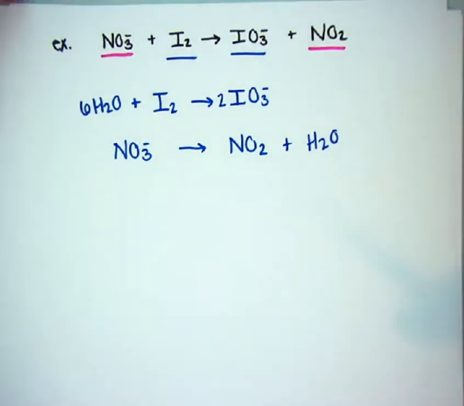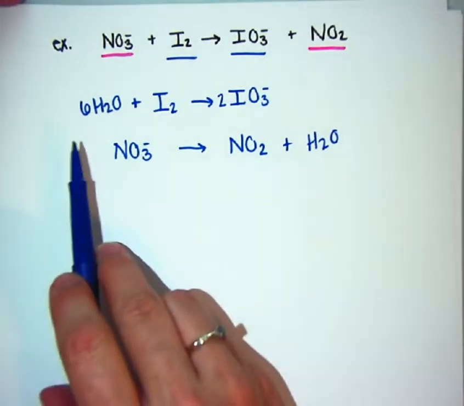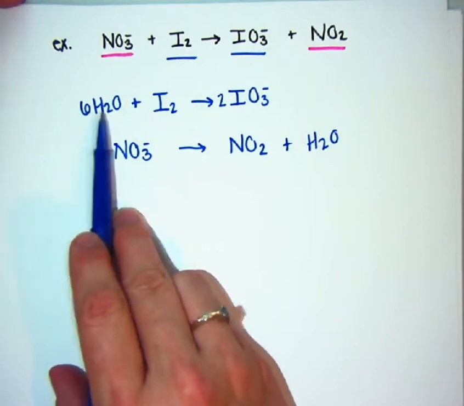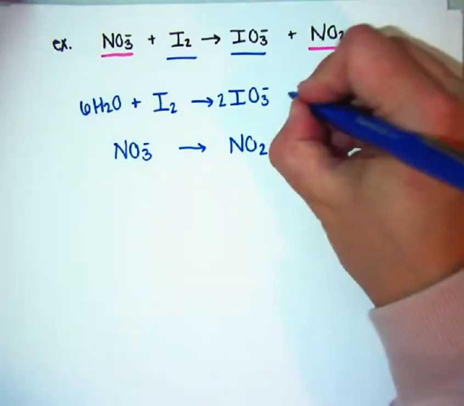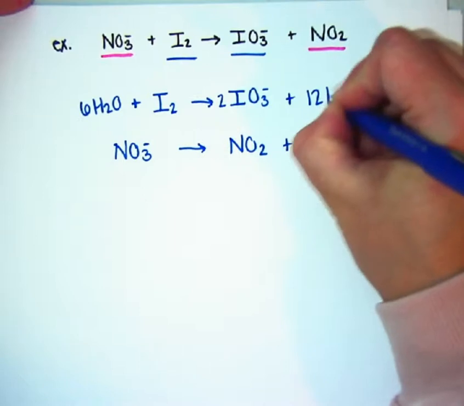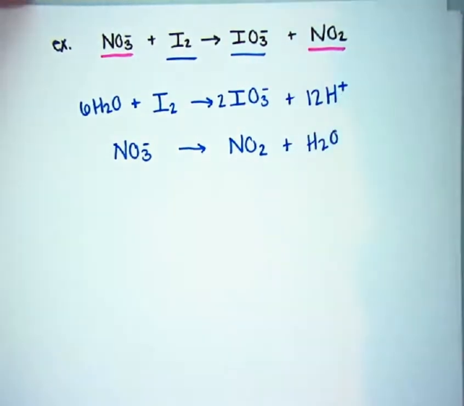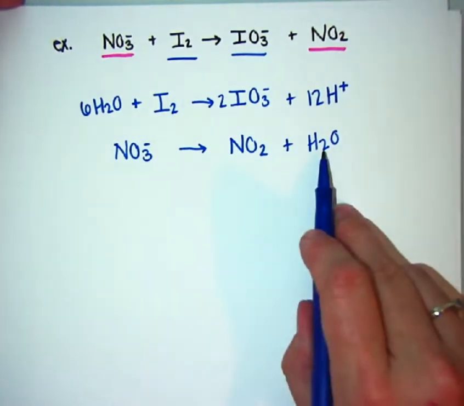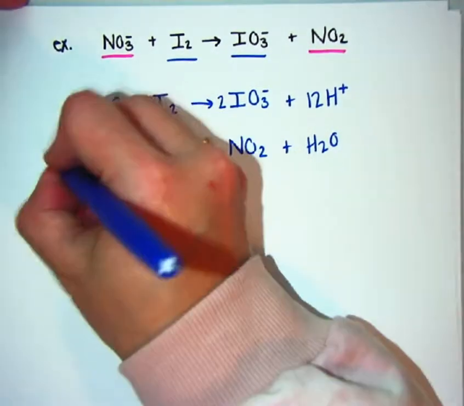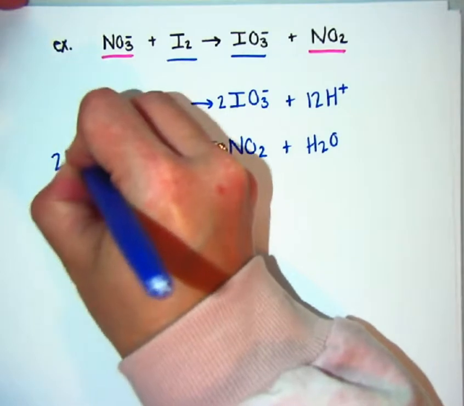Now let's balance hydrogen. 6 times 2 gives me 12 hydrogens. Don't forget that charge. 12H plus. Here I have 2 hydrogens, 2H plus.